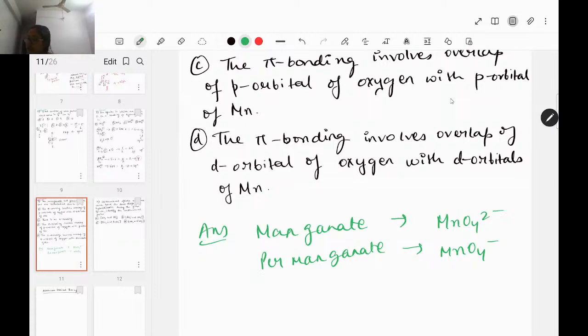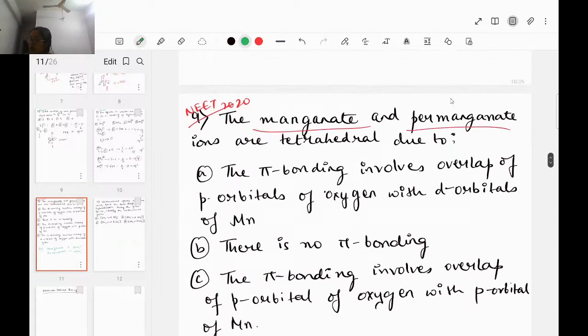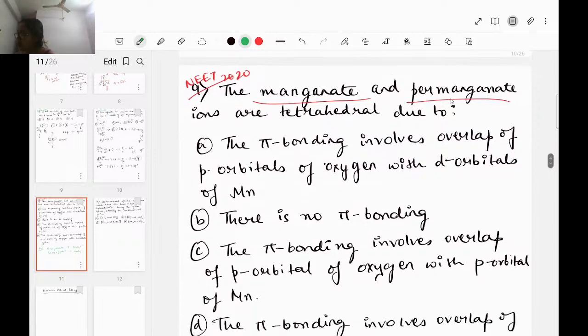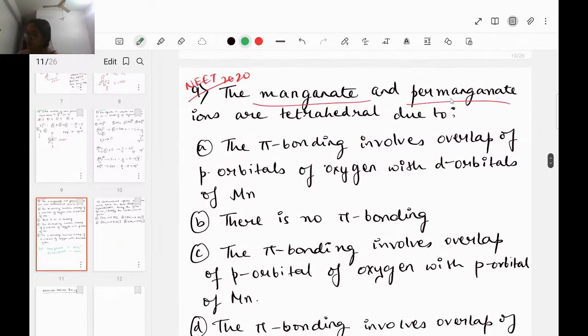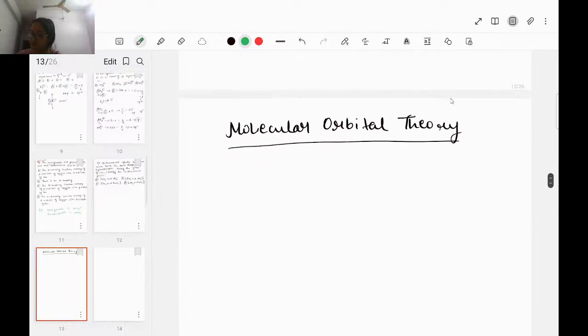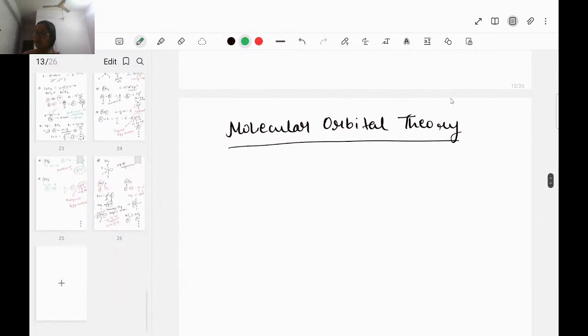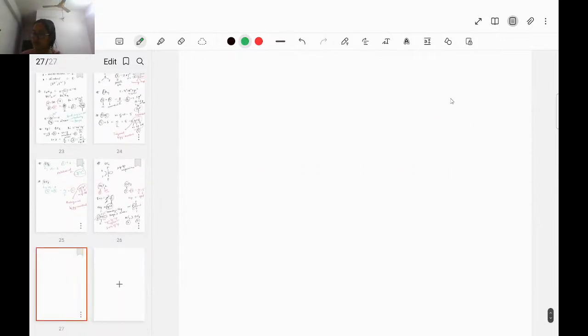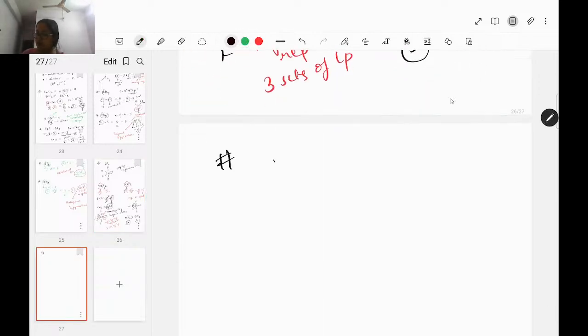So now the question is that the manganate and permanganate ions are tetrahedral due to what? Why are they tetrahedral? So let us see why they are tetrahedral. Let me add one page. Okay, so over here, MnO4 2 minus.